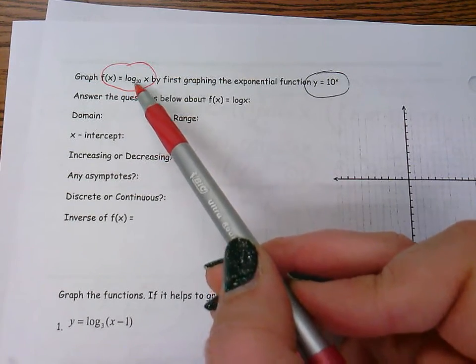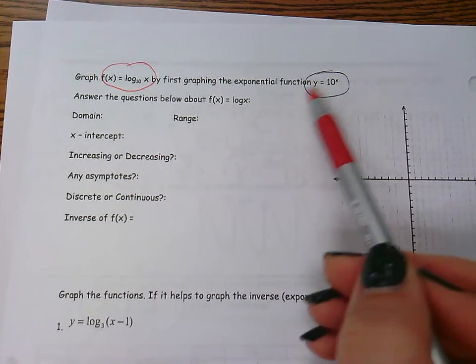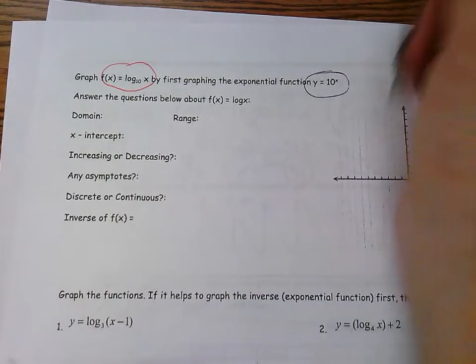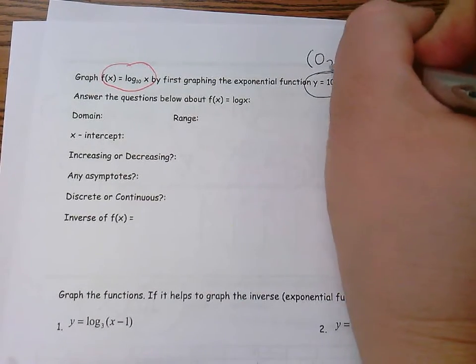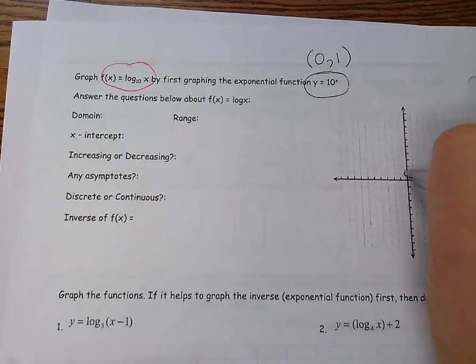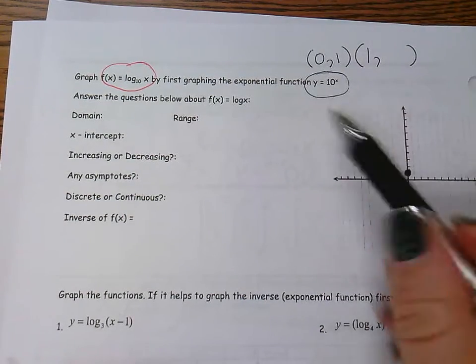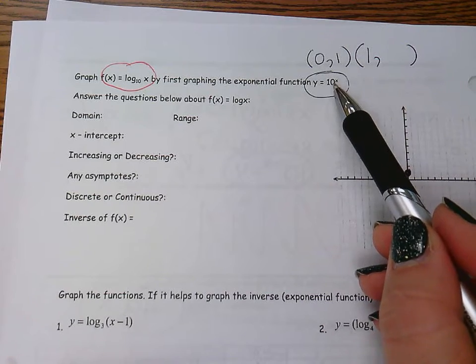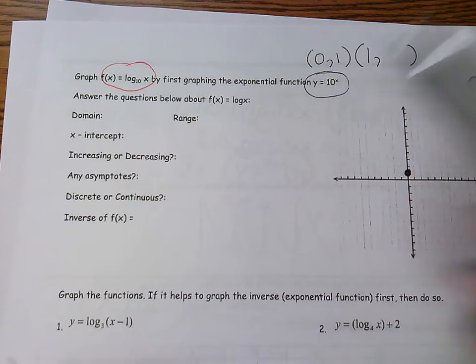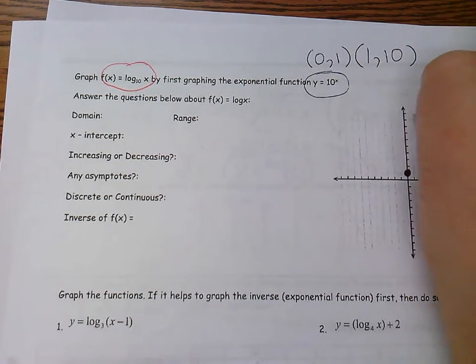And I'm just going to graph 3 key points, right? Our 3 key points should always be 0, 1 for an exponential function. If I plug in 1, what am I going to get? What's 10 to the first power? 10. So 1, 10 for this graph. It's going to be really steep.